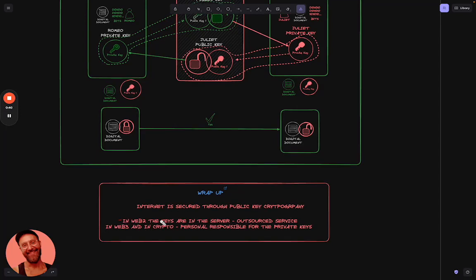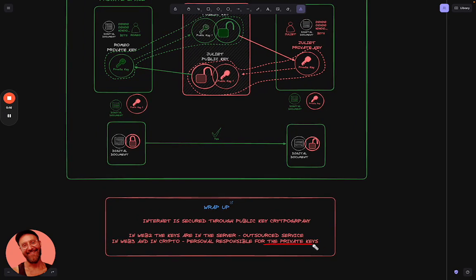In Web 2, the keys are in the server, so we outsource this service, and these keys are in any application that you use in Web 2. But in Web 3 and in crypto, we take responsibility for this. We are responsible for our public-private keys, specifically for our private keys. And keeping these private keys safe gives us freedom and the power to communicate with everybody in a secure way.